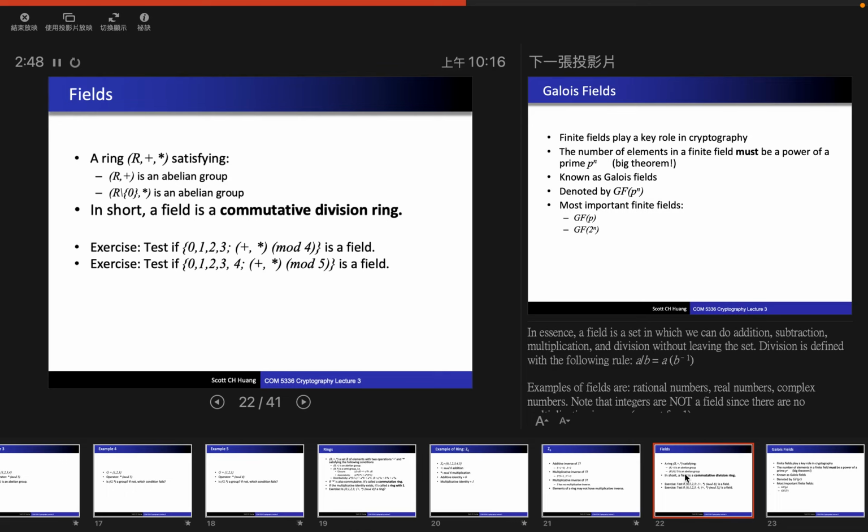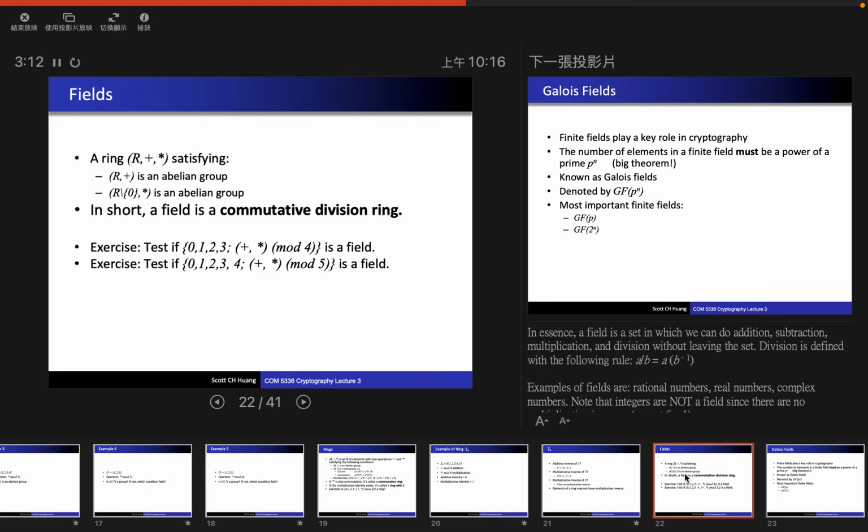In addition to that, there's another category. That's our main topic, the finite fields. These three types of fields are infinite. There are infinitely many elements in each of them.